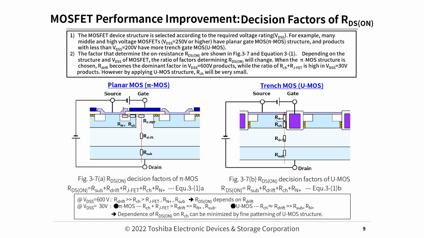2. The factors that determine the on resistance RDS(ON) are shown in figure 3-7 and equation 3-1. Depending on the structure and VDSS of MOSFET, the ratio of factors determining RDS(ON) will change. When the poly MOS structure is chosen, R drift becomes the dominant factor in VDSS equals 600 volt products, while the ratio of RCH plus RJFET is high in VDSS equal 30 volt products. However, by applying new MOS structure, RCH will be very small.